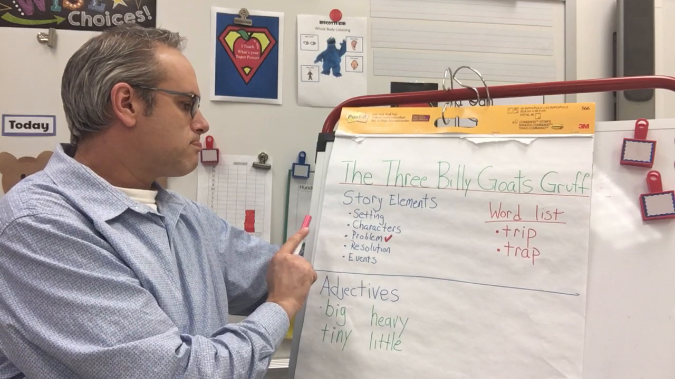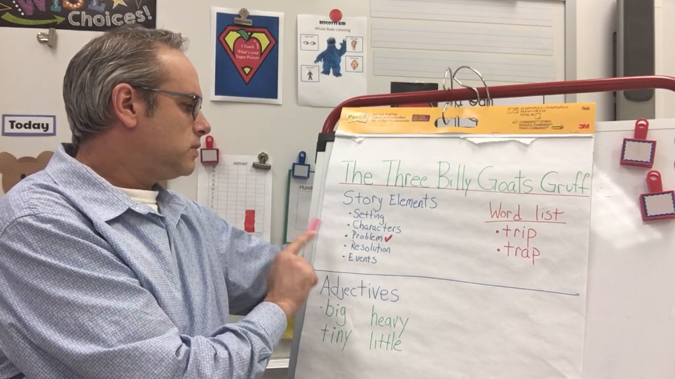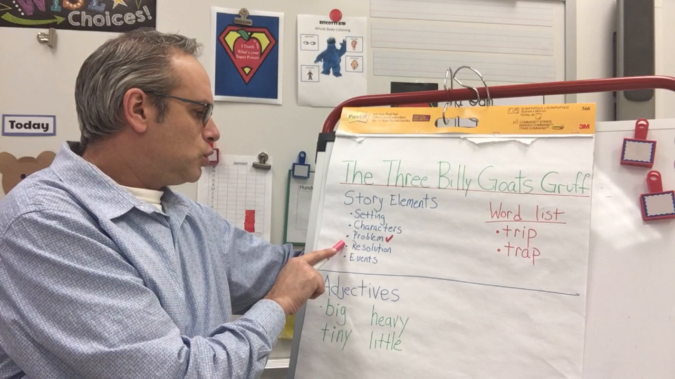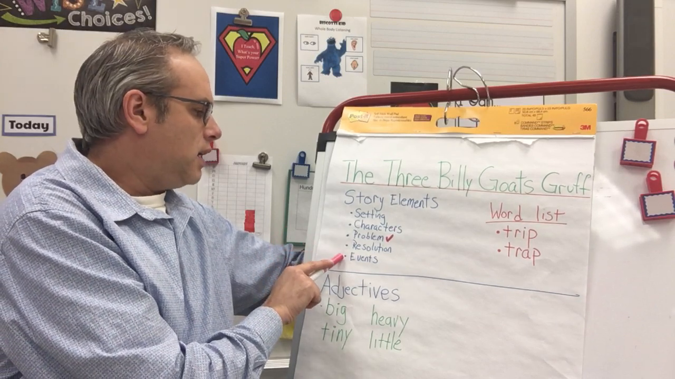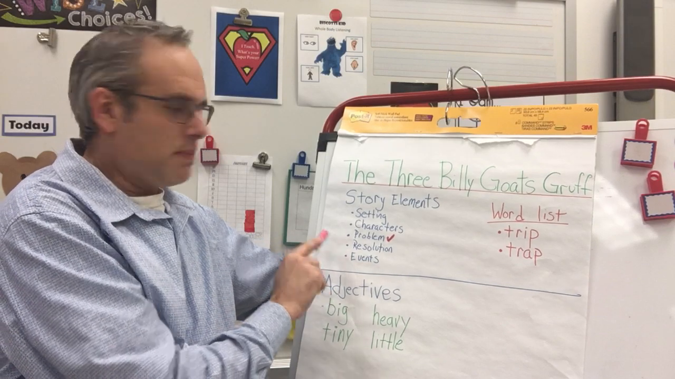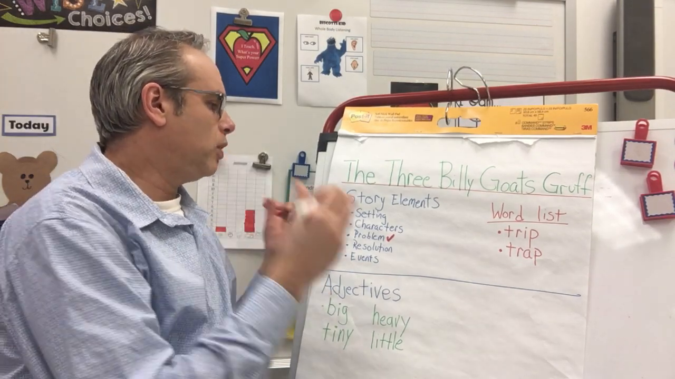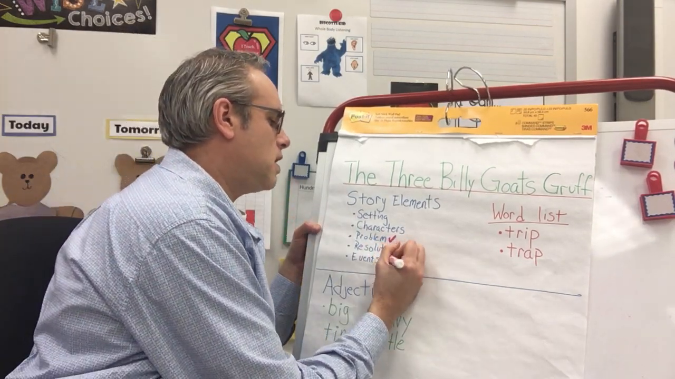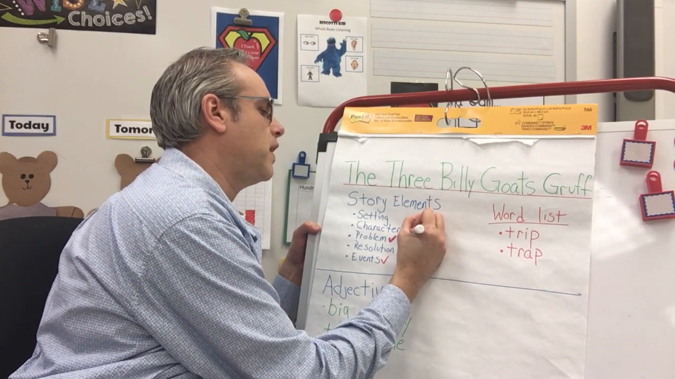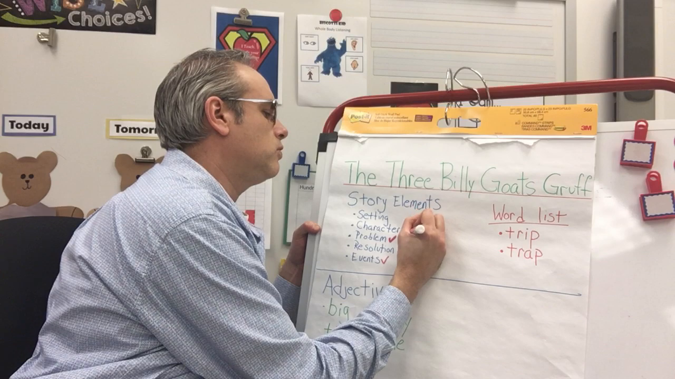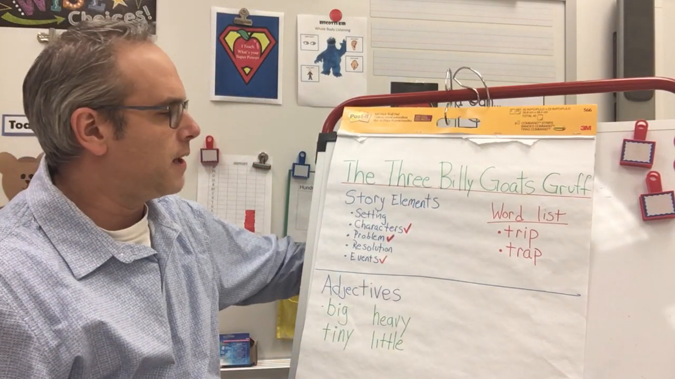We know that there are 5 story elements. Setting, characters, problem, resolution, that means how you solve the problem, and events. I'm going to talk about events today. I'm going to put a little check mark next to events. I also want to talk about characters a little bit too, so I'm going to put a check mark there. I'm going to talk about both of those today.